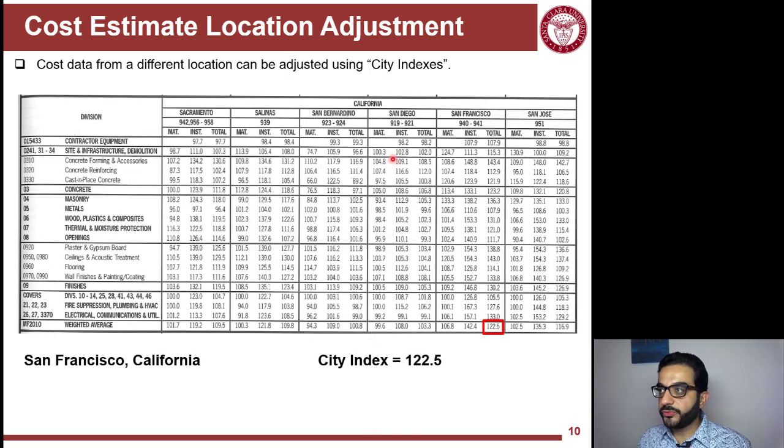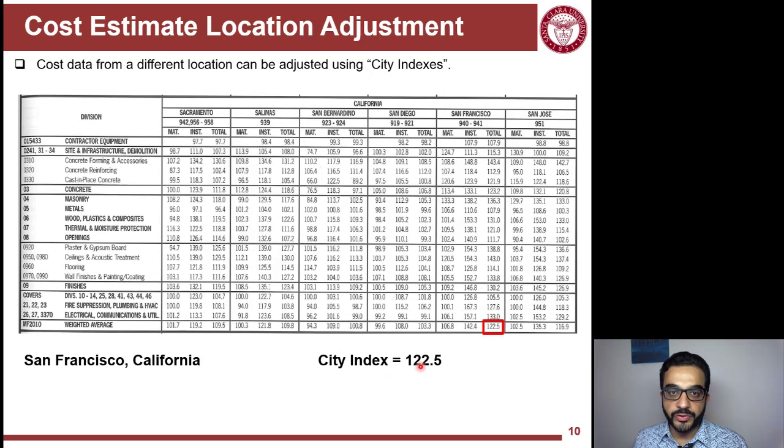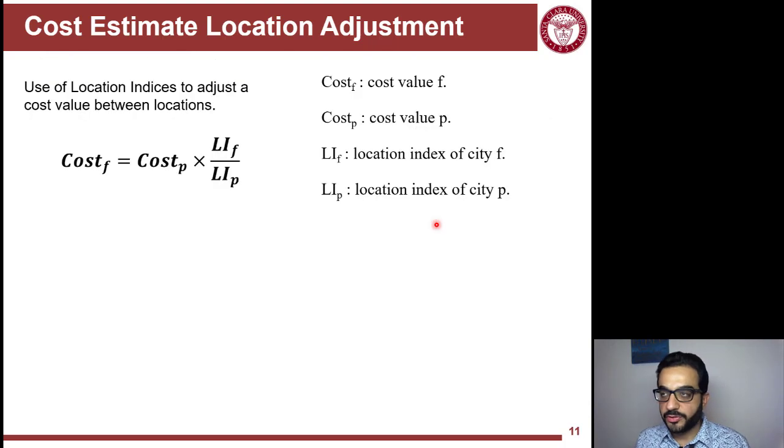If I want to compare this to San Francisco, California, the total cost for all divisions here, or the whole scope of the project, the city index here is 122.5. So a big difference. So you can think of Newcastle, Wyoming, as around 16% below the national average, but San Francisco is about 22% above the national average, because the cost indices in these books are as a national average estimate. So you need to adjust based on location.